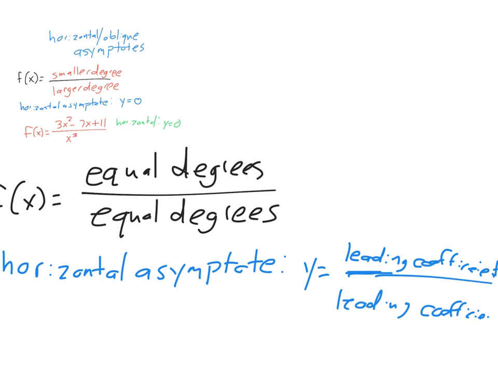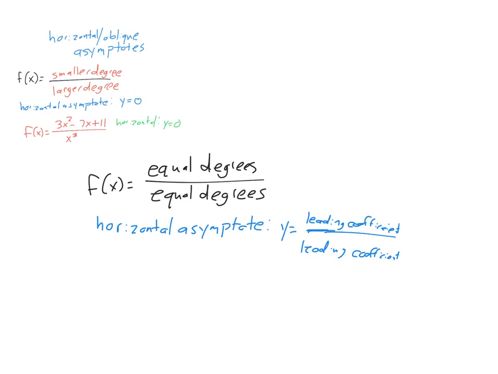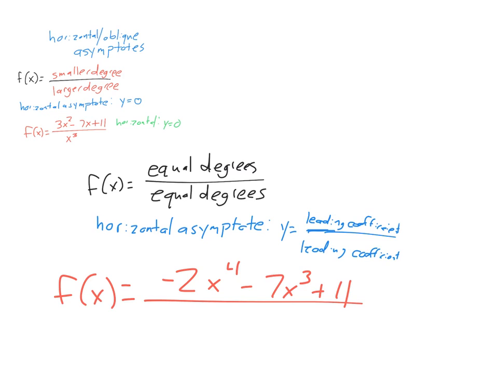You can write that better than I did. You heard me say it: leading coefficient of the numerator over the leading coefficient of the denominator. So let's look at an example very quickly. If I had f of x equals negative 2x to the fourth minus 7x to the third plus 11 over 5x to the fourth minus 8x to the second plus x.